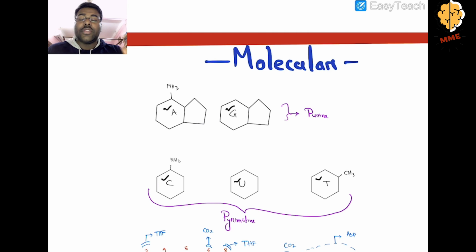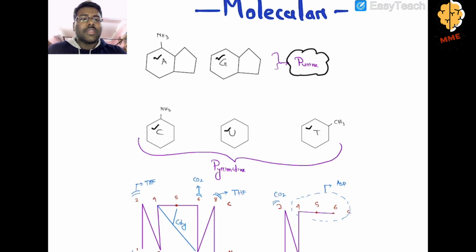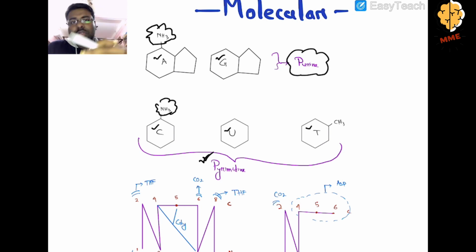They are the nitrogen bases, and we all know A and G come under purine and C, U, and T come under the pyrimidine. How to recognize what is adenine and what is guanine? By this NH3 group. If the NH3 group is attached, then it is adenine, and if there is no NH3 group, then this is guanine. And if there is an NH3 group in the case of pyrimidine, then this is going to be cytosine, and if the CH3 group is attached, then this is thymine.